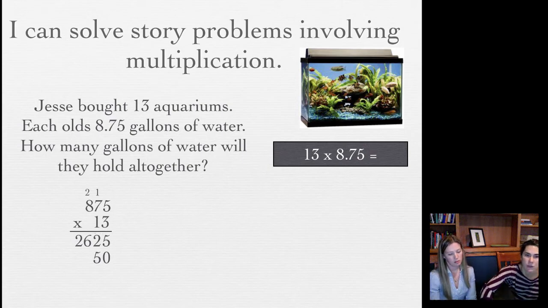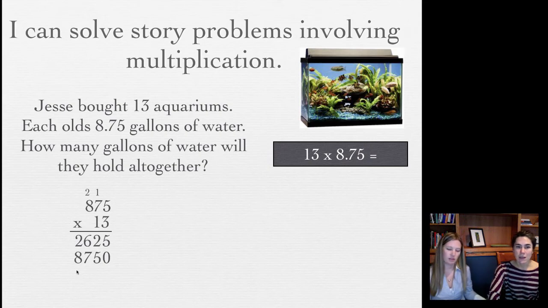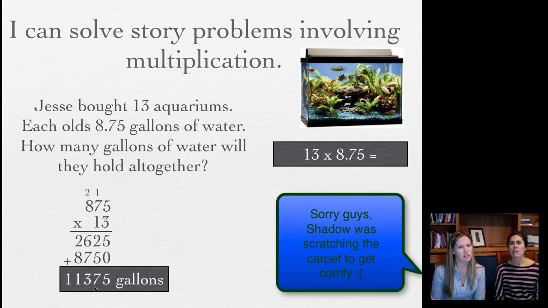1 times 5 equals 5. 1 times 7 equals 7. 1 times 8 equals 8. Then, of course, we have to add those 2 together, and all together, we should get... wow, that seems like a lot. That's a lot of water.